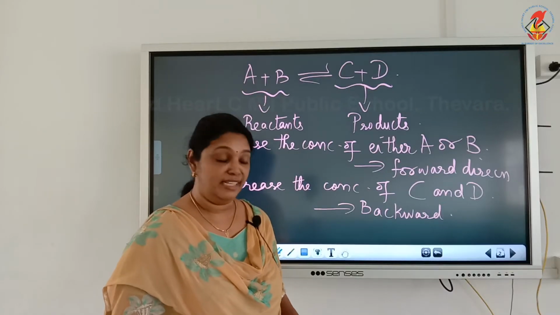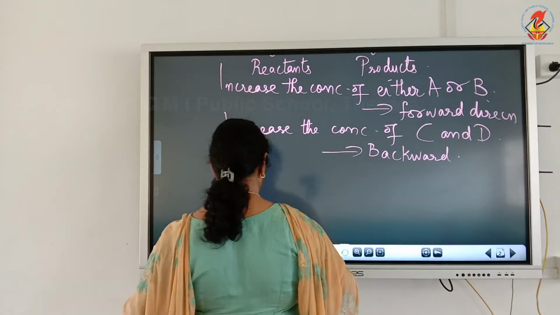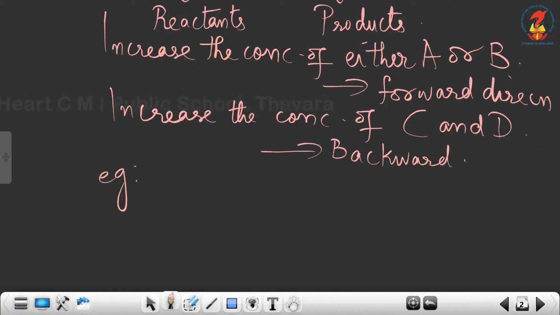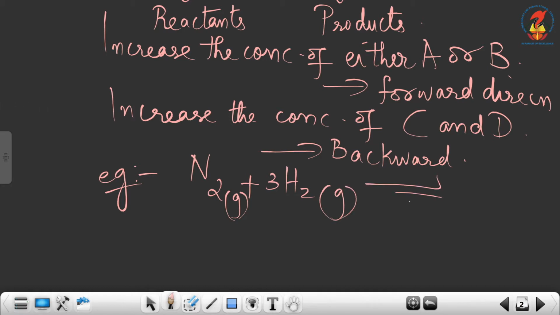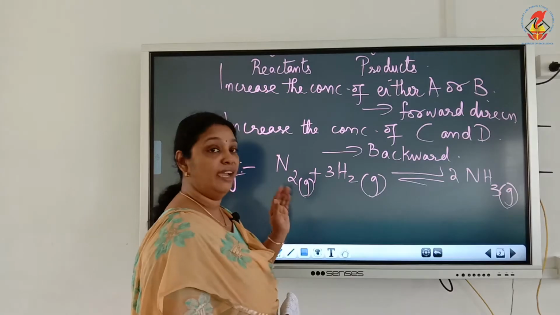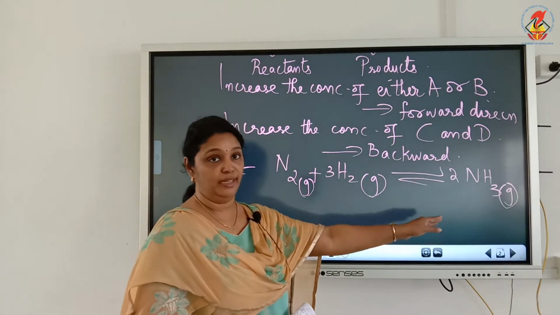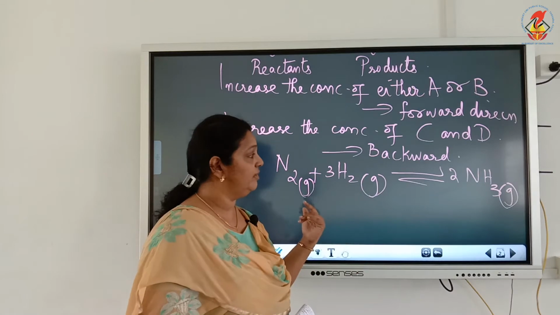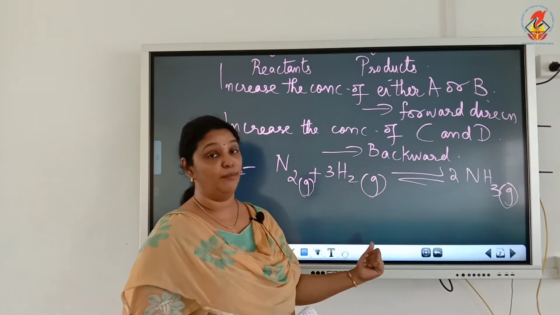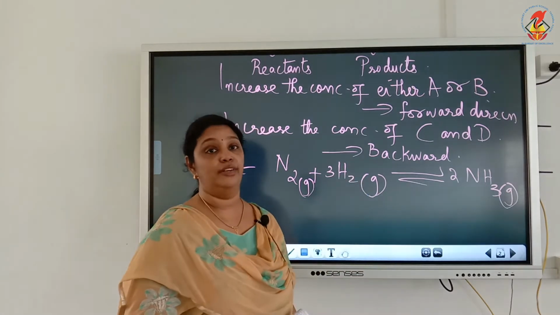Now, I'll give an example. The example is the formation of the ammonia molecule. The reaction is nitrogen gas plus 3H2 hydrogen gas, in equilibrium, gives 2NH3 ammonia gas. Now here you can see nitrogen and hydrogen are the reactants and they give the product ammonia, that is the forward reaction, and the backward reaction is the decomposition of ammonia to form nitrogen and hydrogen gas.